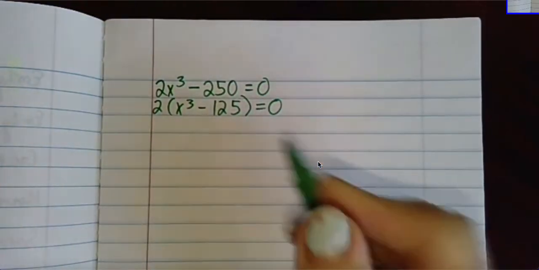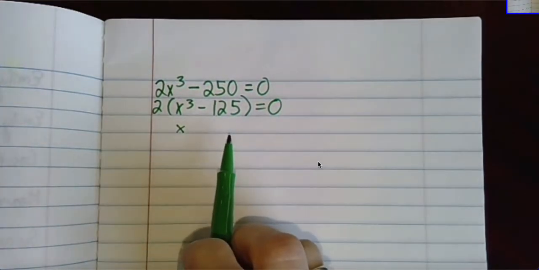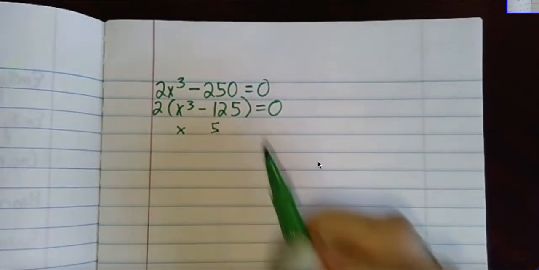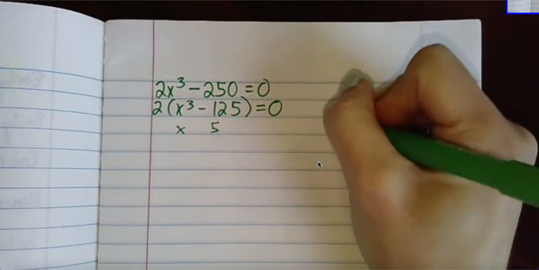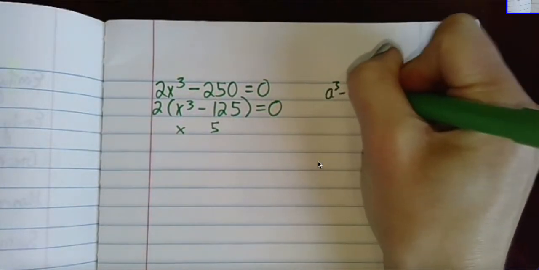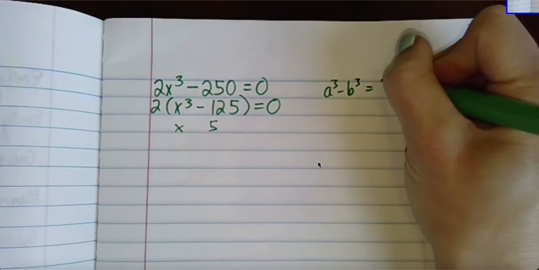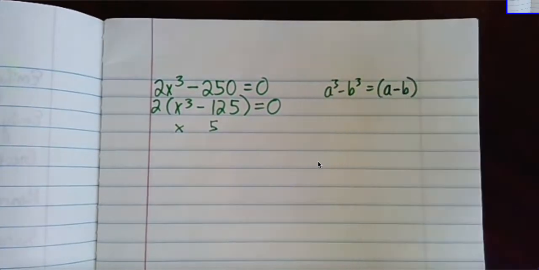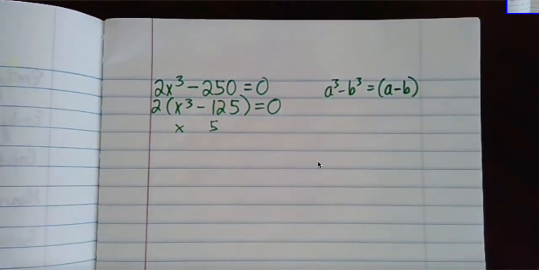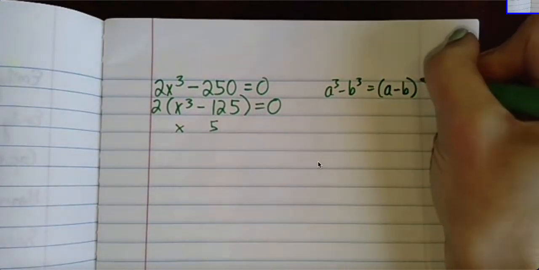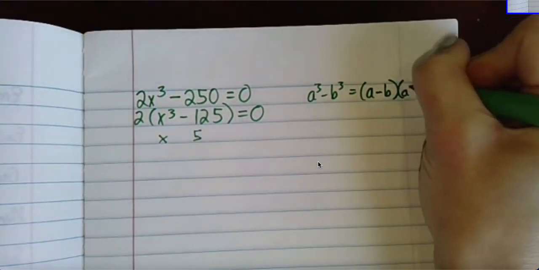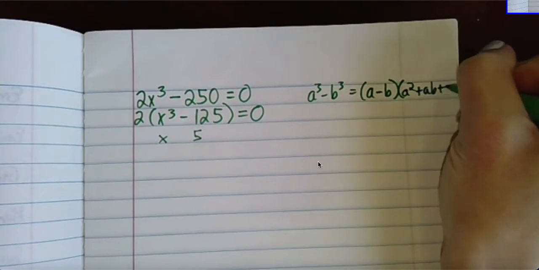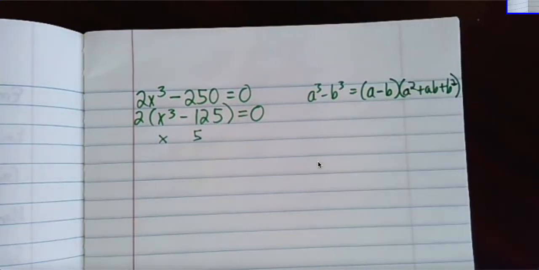What are we cubing? Right here we're cubing an x. And what are we cubing right here? Very good, 5. Now, what's the formula for the difference of cubes? We just did a sum. A minus B goes first, and there are 2 plus signs in the second factor.